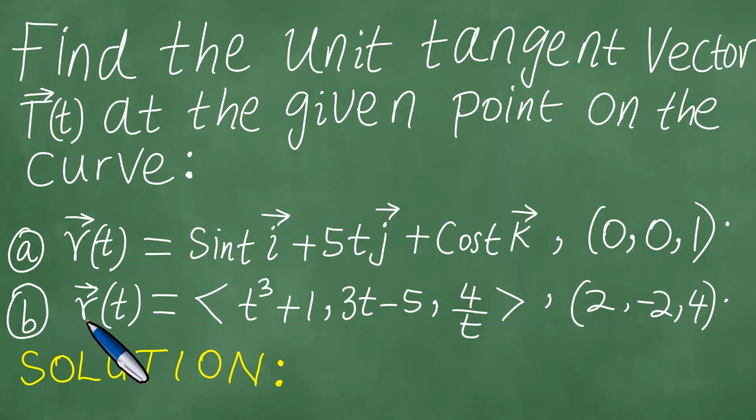In part B, we have the vector r of t with the first component t cubed plus 1, the second component 3t minus 5, and the last component 4 over t, and we have 2, minus 2, and 4. Right, so we need to solve this particular question, and to solve it, we proceed as follows.